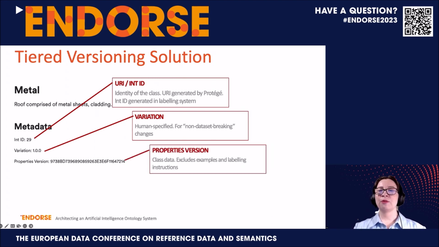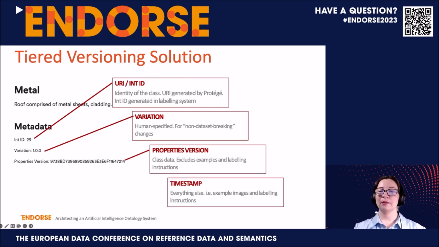We generate a properties version of class data to fulfill audit and traceability needs for downstream system teams. This excludes all example images or labeling instructions. We track image and label instruction changes with system timestamps.